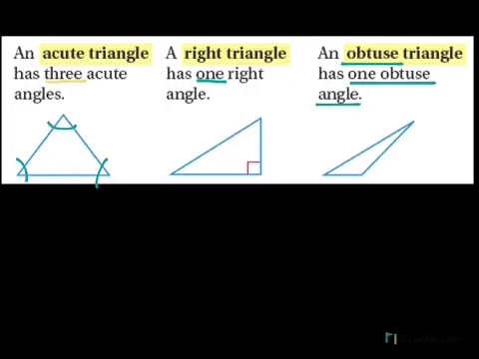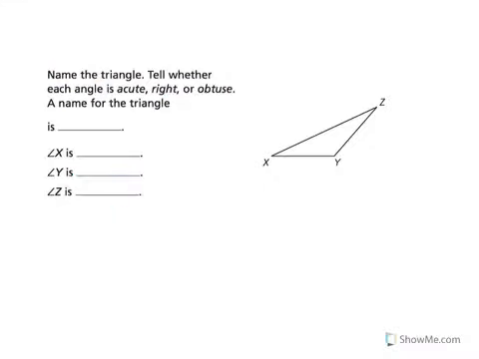We can put together what we know about triangle angles and the length of the sides of a triangle, and we can give each triangle two names. So let's take a look. This triangle is named XYZ. I'm going to name it by each vertice. Here's a vertice, here's a vertice, here's a vertice. This triangle could be XYZ or ZXY or YZX.